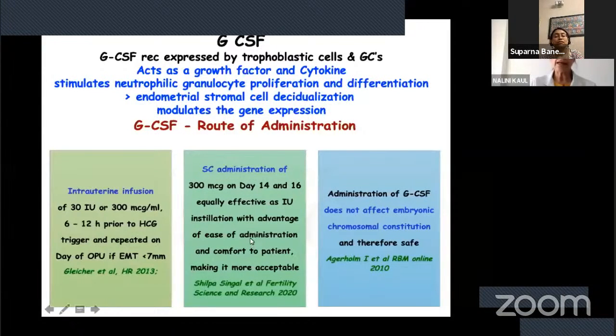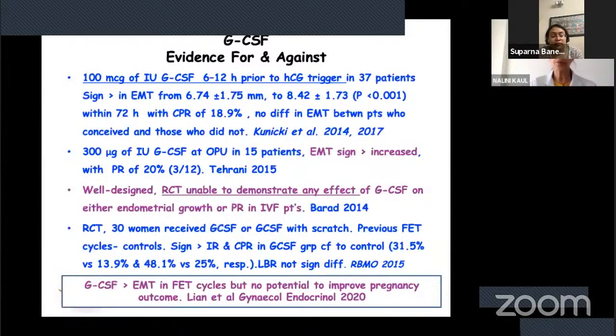However, the one thing that I would like to point out for GCSF is that please do not give it too close to your embryo transfer, because you may carry infection from the vagina up into the uterus, or the fluid may still be there when you're doing the embryo transfer. So if you are going to use it, use it a little early, so that it's well absorbed into the endometrial tissue.